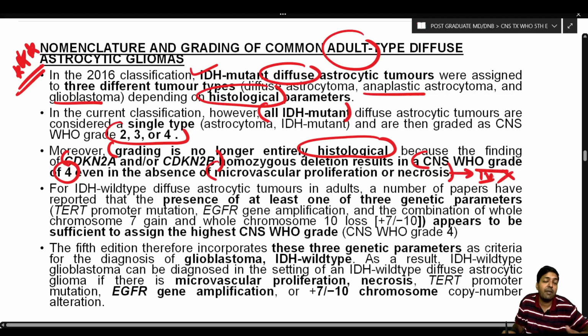Even if this histological parameter is not present, and if we are finding such homozygous deletion, it should be labeled as CNS WHO grade 4. Okay, so now grading is not only histological based, it is also molecularly based.